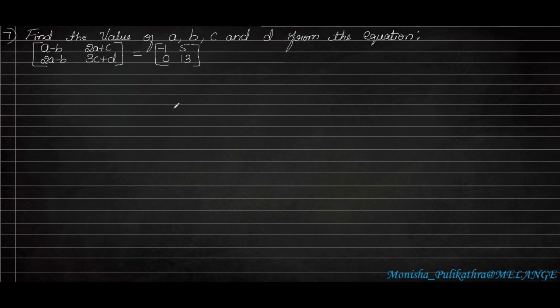Moving on to the seventh question of this session. Here, the matrix with entries a minus b, 2a plus c, 2a minus b, 3c plus d is equal to the matrix with entries minus 1, 5, 0 and 13. We have to find out the values of a, b, c and d.